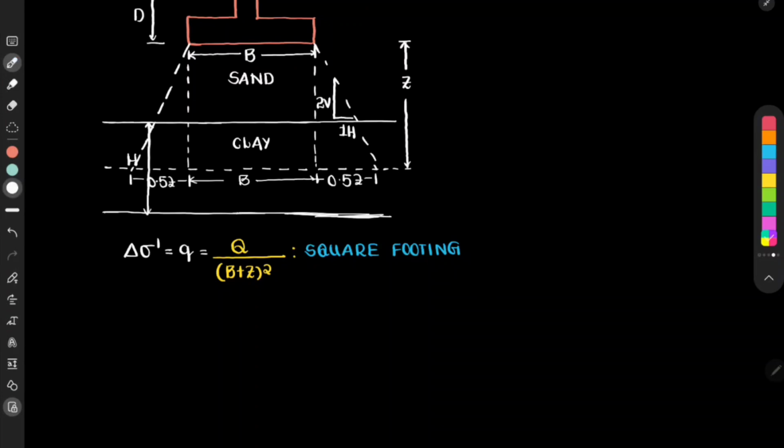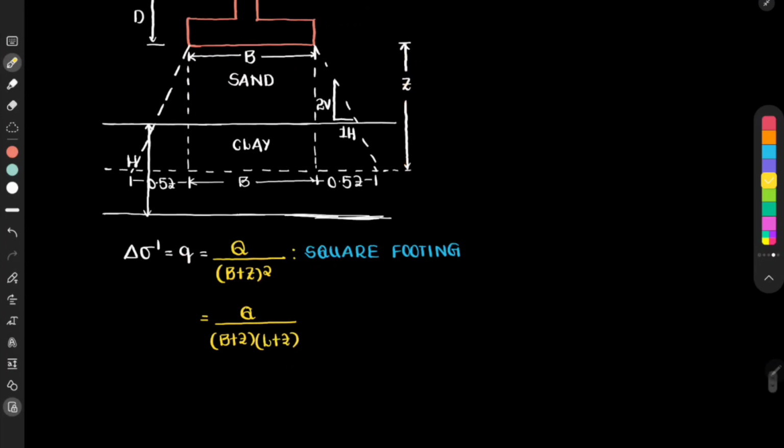And then delta sigma dash is equal to Q by (B plus Z) times (L plus Z). We are measuring at a depth Z from the bottom of the footing, so we have to consider the load distribution area, that is (B plus Z) into (L plus Z) for a rectangular footing, and (B plus Z) whole square for a square footing.